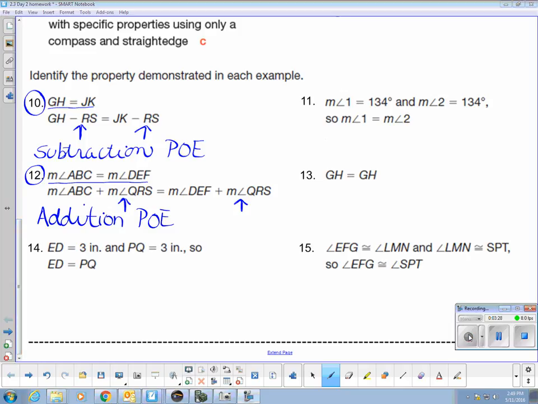When I have something that's equal to 3 inches and something else that's also equal to 3 inches, then I can substitute in this situation to say that these two somethings are equal to each other. We call that the substitution property.